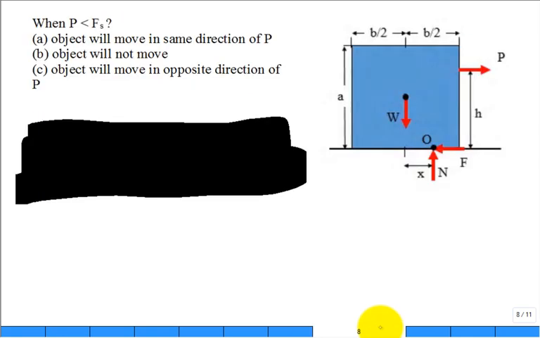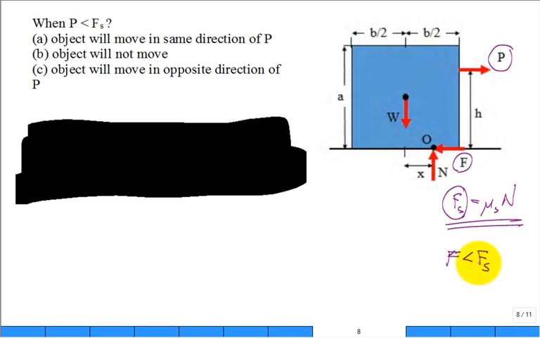Let's go back to this problem. When P is less than the maximum Fs max, that's equal to mu sub s times N, the object will move in the same direction of P, the object will not move, or the object will move in the opposite direction of P. B, yeah. The object will not move. See, this is our maximum, but our actual F can always be less than the maximum.